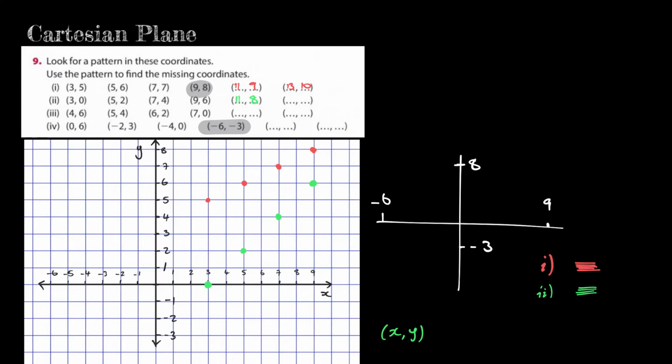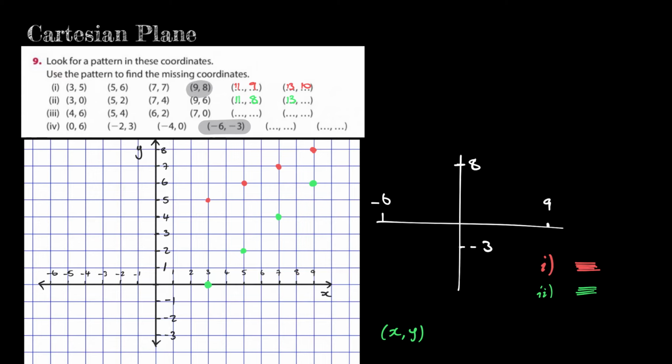And you can see how they're increasing. So my x value is going from 3 to 5, 5 to 7, 7 to 9, 9 to 11. So it's increasing by 2. 3 plus 2 is 5. 5 plus 2 is 7. 7 plus 2 is 9. 9 plus 2 is 11. 11 plus 2 is 13.